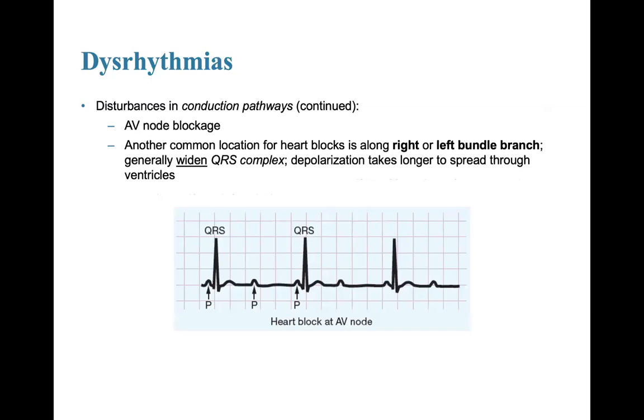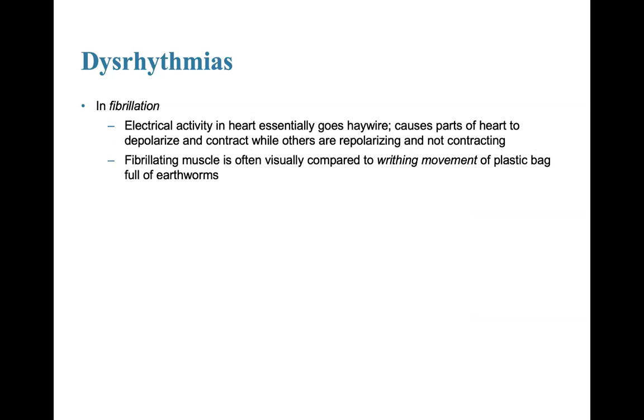Disturbances in the AV node blockage. Another common location for a heart block is along the right and left bundle branch, and this will generally widen the QRS complex. So essentially, if you look here, you're missing one of the QRS complexes. You have the P, QRS, T wave, then a P wave with nothing, and then another P wave. This is a heart block of the AV node.